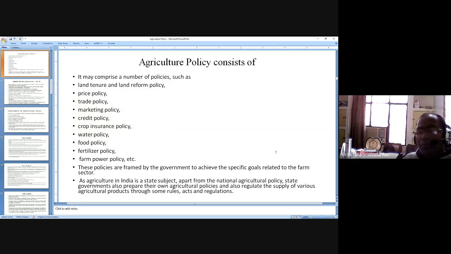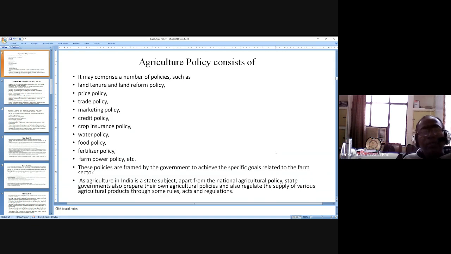And credit policy. As we have already discussed, earlier the people used to depend on the money lenders and the intermediaries, the merchants. Nowadays, the government is trying to intervene, to arrange the credit facilities to the majority of the farmers through banks. Different types of banks, commercial banks and the cooperative banks, are all there to supplement the credit needs of the farmers from day to day. That is why credit policy is also a very important component of the agriculture policy.